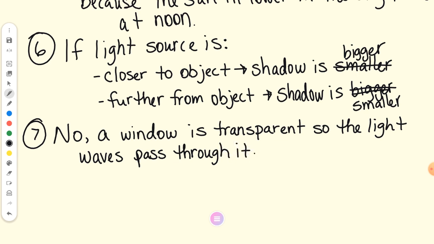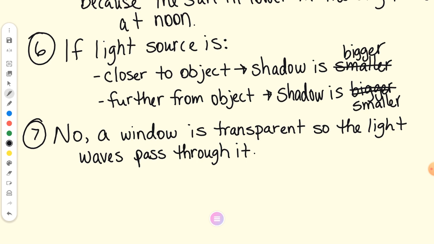Now, I will say with windows, some of the light waves are reflected. Raise your hand if you've ever driven by something and the light hits the glass just right and it kind of blinds you. So not all of them pass through, but it doesn't block any of them. It's not an opaque or translucent object, so none of the light waves are blocked.